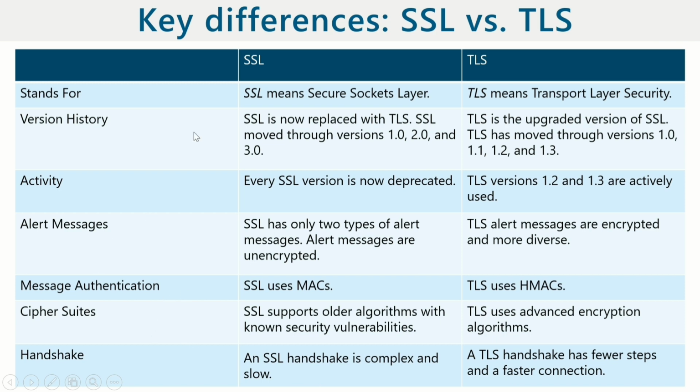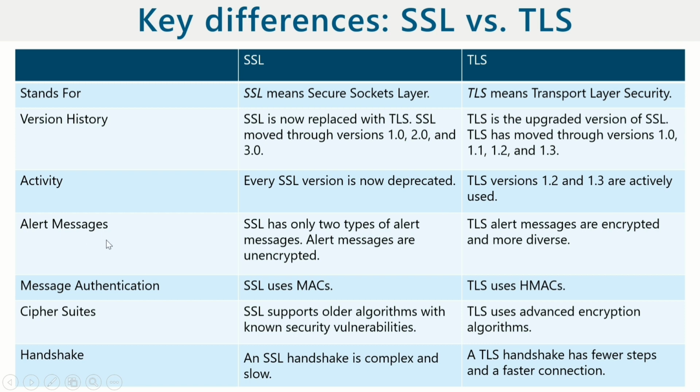Now let us see some other key differences between SSL and TLS. SSL means Secure Socket Layer, whereas TLS means Transport Layer Security. Then version history. SSL is now replaced with TLS, and SSL moved through versions 1.0, 2.0 and 3.0, whereas TLS is the upgraded version of SSL. TLS has moved through versions 1.0, 1.1, 1.2 and 1.3. Then activity. Every SSL version is now deprecated. TLS versions 1.2 and 1.3 are actively used.